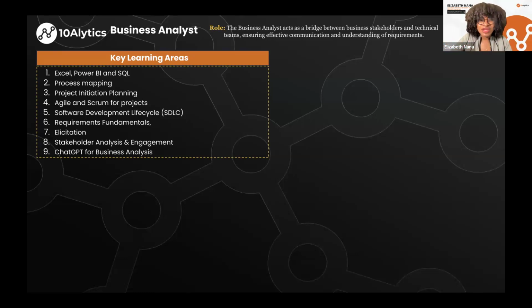And that is exactly where business analysts come in. Now, as a business analyst, I want you to see yourself as the translator. Ifoma said something very, very interesting when she was introducing herself. She said she's the middleman between the business guys and the technical guys. So she's that in-between.